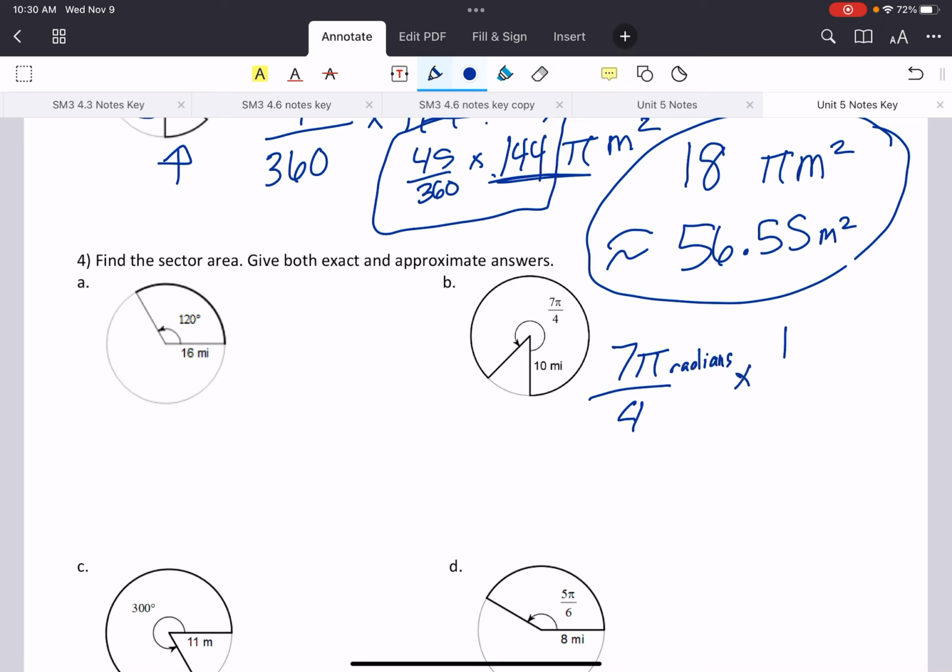We multiply it by 1 over 2 pi radians. They're not this. No, but they were given to me.